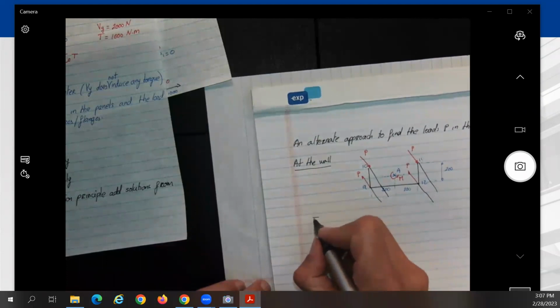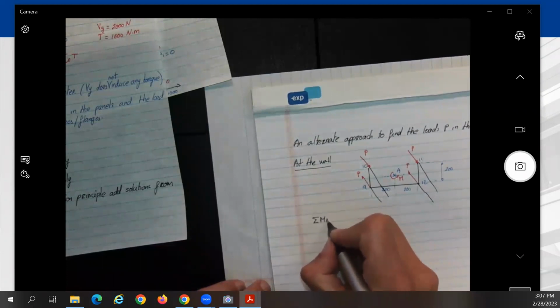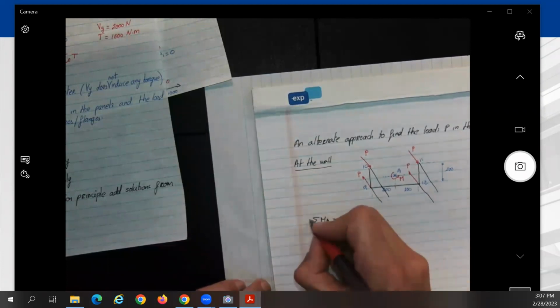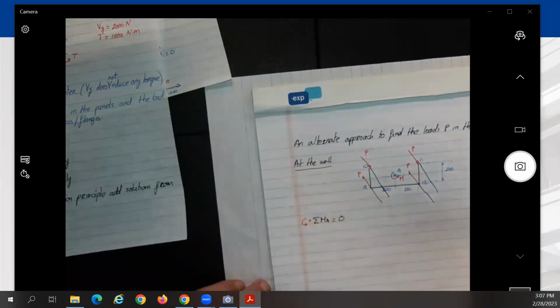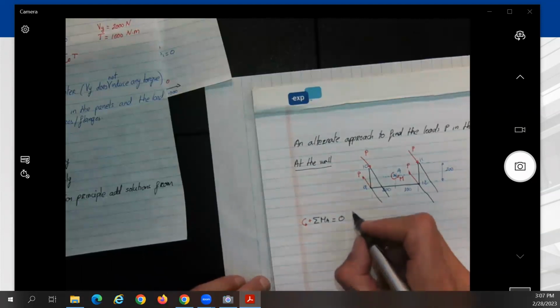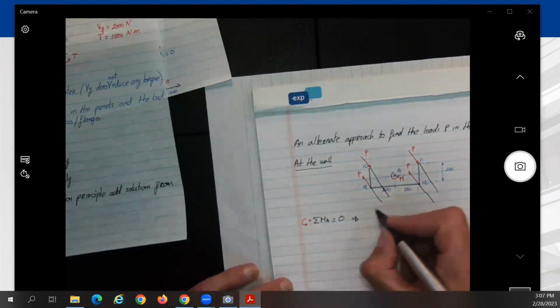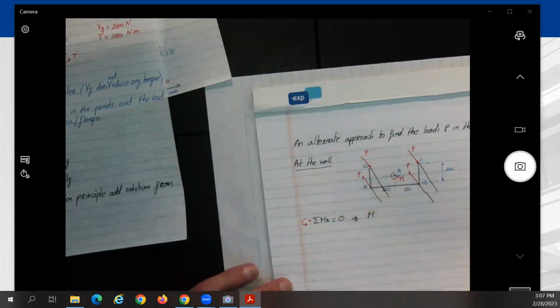Okay, so basically, if I apply here summation of moments about point A equal to 0, what should I get? So the moment M, no?